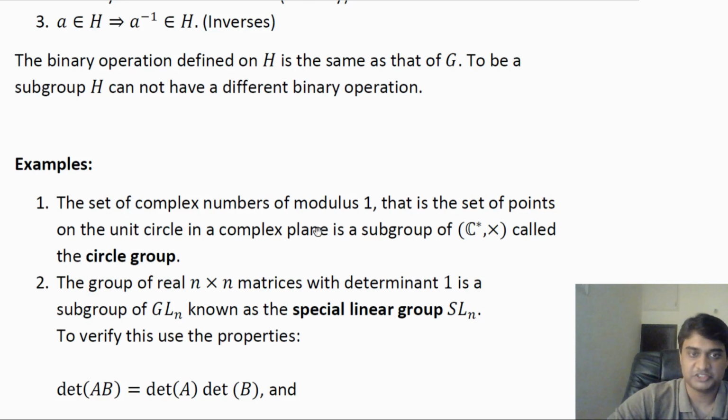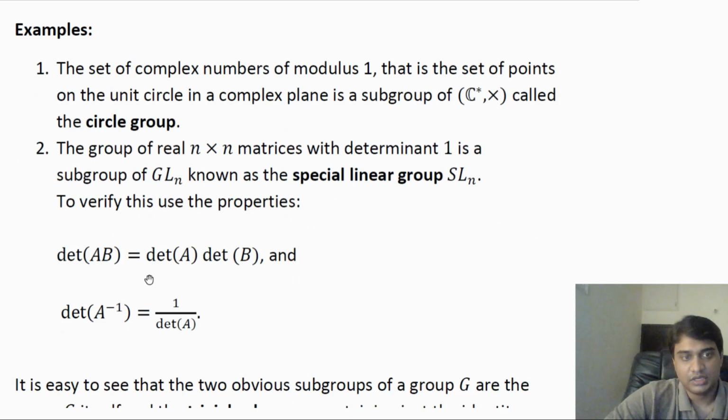So if you picture it, all the complex numbers with modulus 1 form a circle, a unit circle in the complex plane. Therefore, it is known as a circle group. Next is the subgroup of the general linear group, which is known as the special linear group, SLn.